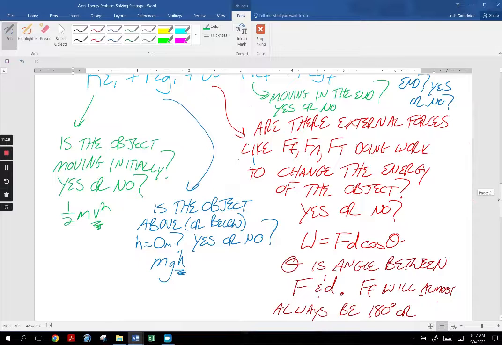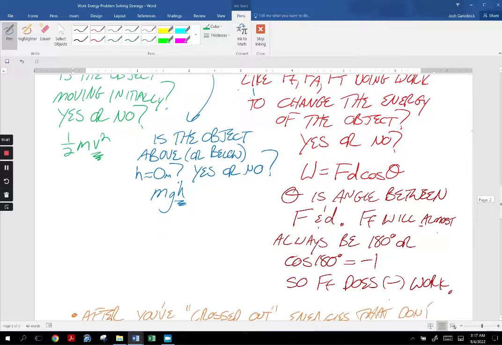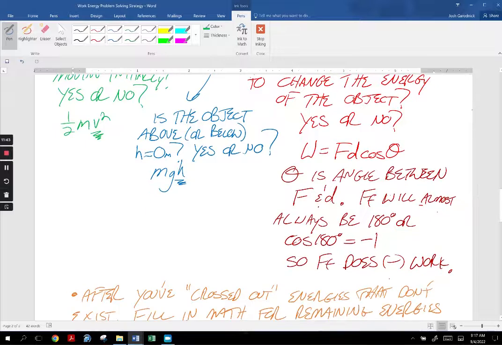Basically, which way is it moving? Which way is the force being applied that's doing the work? And I promise you that friction will almost always, but pretty much always, be 180. Like it'll move to the right and friction will act left to try and remove energy from the system. So it'll always be cosine 180, or friction will always do negative work.